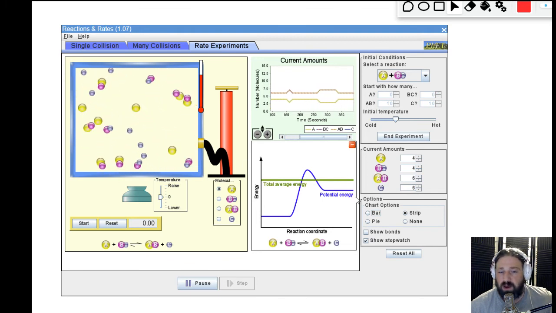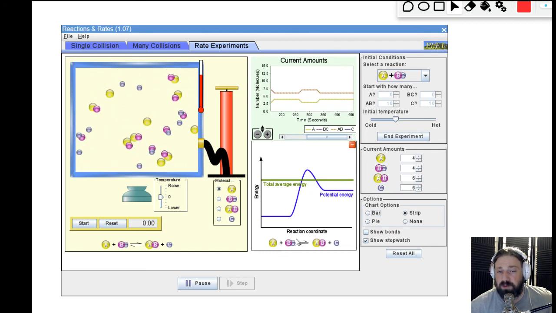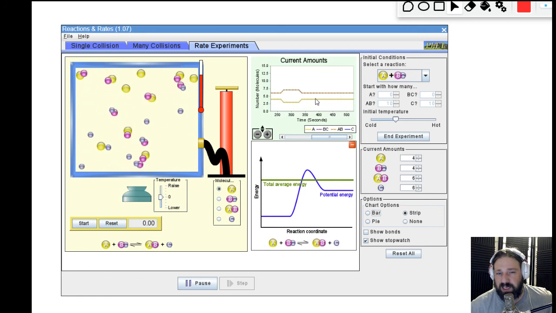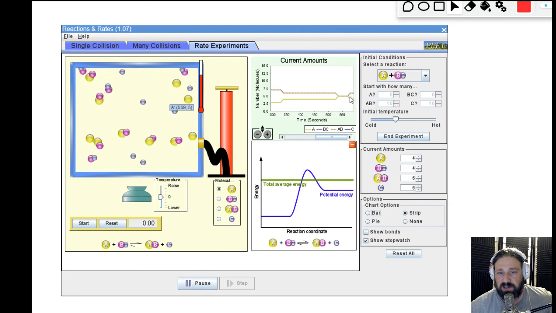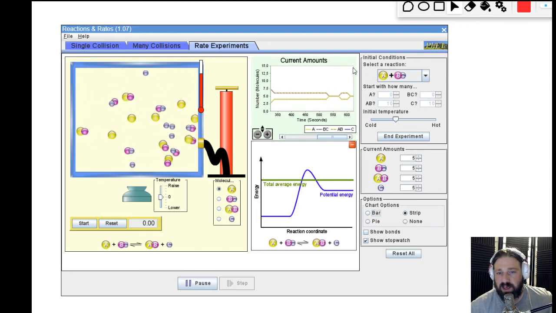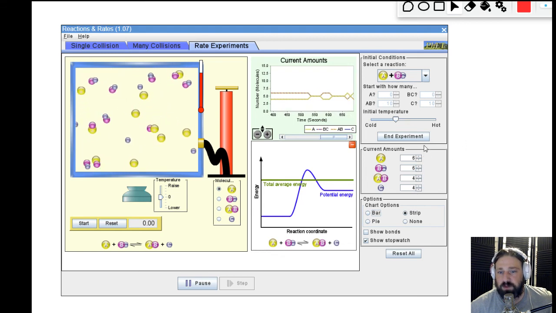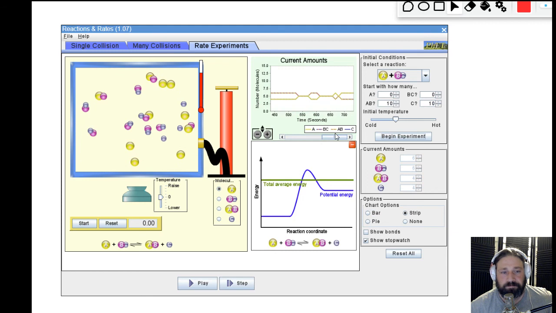Remember, they were going back and forth between products and reactants. This is a reversible reaction. And when you do that, equilibrium is like right now, where it's not changing at all. It changed a little bit there. And now it's back. So yeah, they go back and forth. It's about 5 and 5. That's what this one is. There we go.